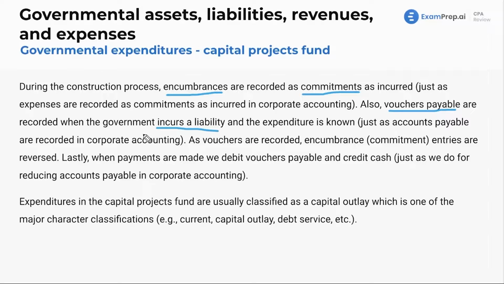Just as accounts payable are recorded in corporate accounting, same exact process. As vouchers or payables are recorded, encumbrance commitment entries are reversed. Lastly, when payments are made, we debit vouchers payable and credit cash, just as we do for reducing AP in corporate accounting. Lastly, expenditures in the capital projects fund are usually classified as capital outlay, which is one of the major character classifications we'll see.